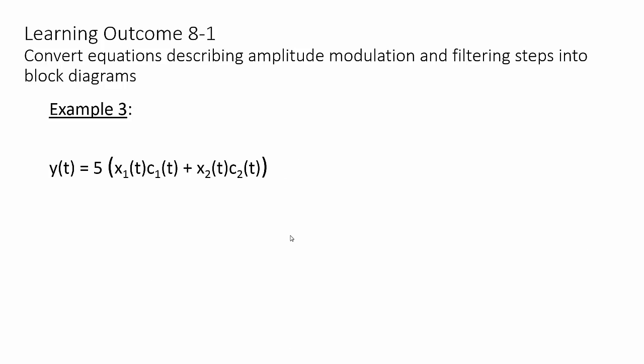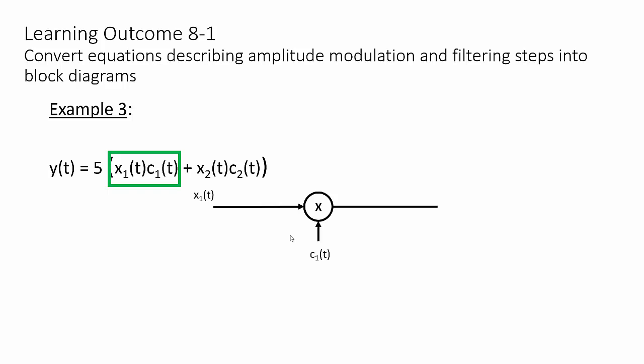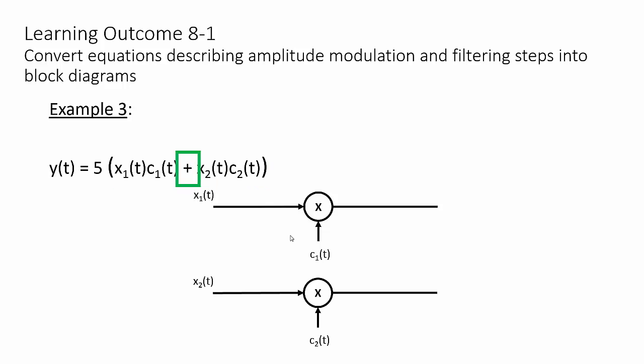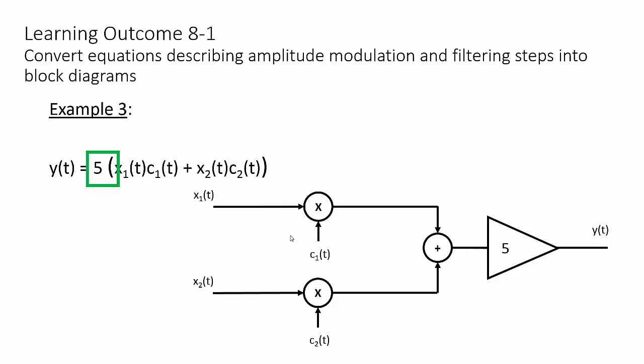Third example, similar to the previous one. Again, please pause the video. Try to draw this on your paper. First term, multiplication. Second term is also multiplication. They're combined through addition. Then there's a gain.